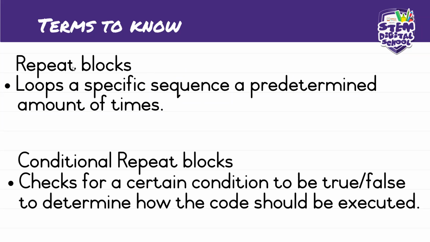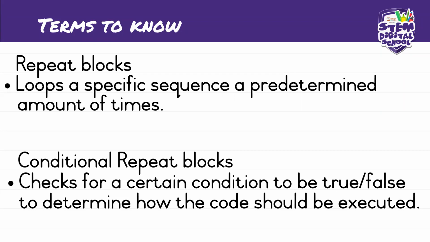But that's not the only type of repeat block. Here we have a conditional repeat block. And what this says is it checks for a certain condition to be true or false to determine how the code should be executed. So instead of just repeating that sequence a set number of times, it's going to check either while something is true. So in other words, move forward while there is a path ahead. We want you to move forward. So the code is checking if the condition is true, then the character will move forward.